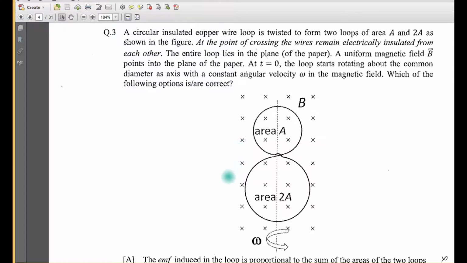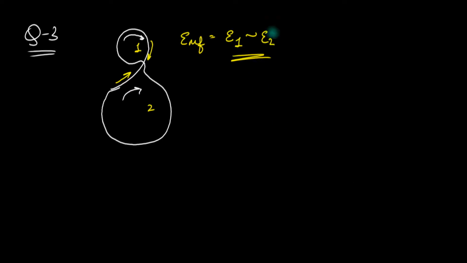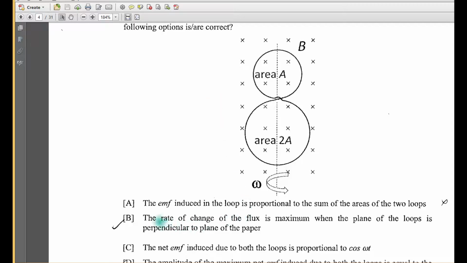Okay, alright, so let's consider. The EMF induced in the loop is proportional to the sum of the areas. Oh no. Okay, that's exactly what A is wrong. It has to be the difference, not the sum. EMF induced is not the sum. That's wrong. Good. Okay, next.